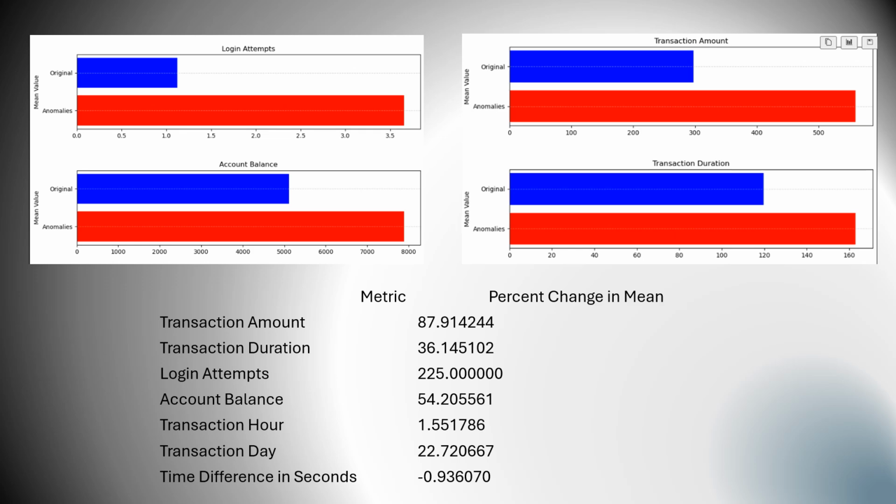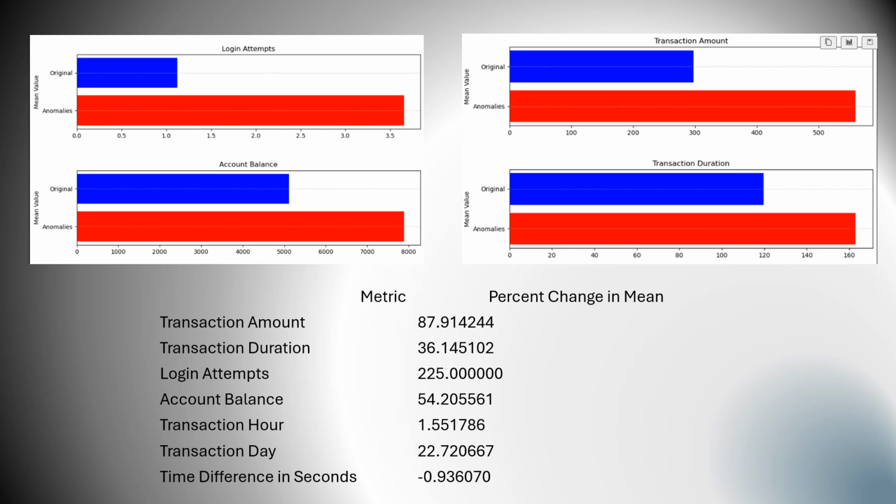After seeing the Shapley values, I went back to the original means and summary statistics and compared them to the means of the anomalies. And what I found was this difference in means. I printed out a table here on the bottom that has the percent change in the means of all of these metrics. Transaction amount has a plus 87% change in mean, transaction duration plus 36%, login attempts plus 225%, account balance plus 54%.